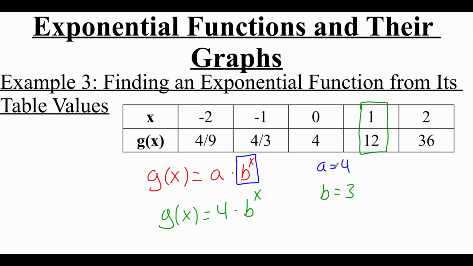Now that we have our a and our b values, we should be able to write out our function. So we're going to have g of x equals 4 times 3 to the x power. And we can double check that with the rest of these x values that were given, and we will get back the same exact function values that are given to us in the table.